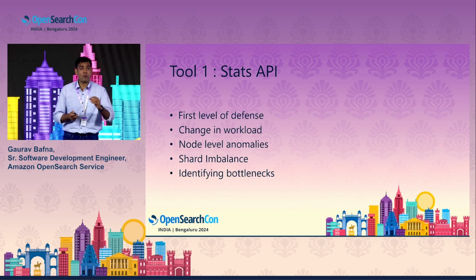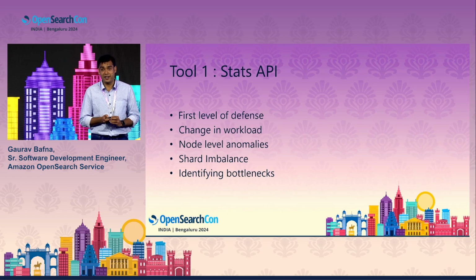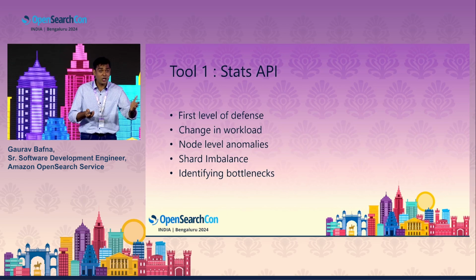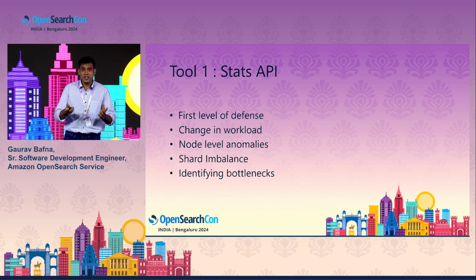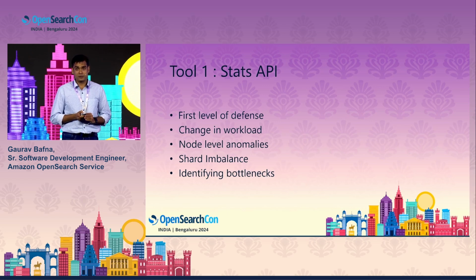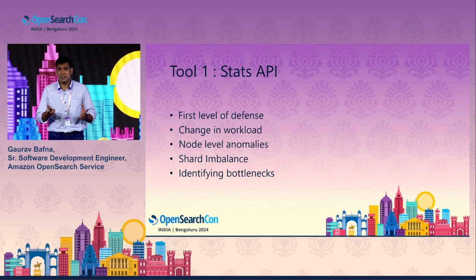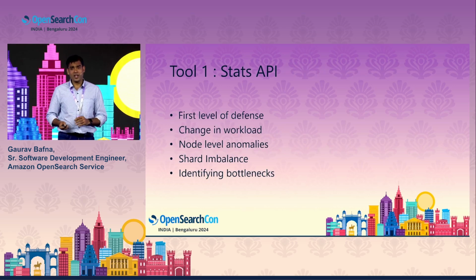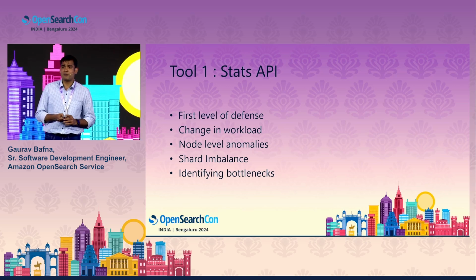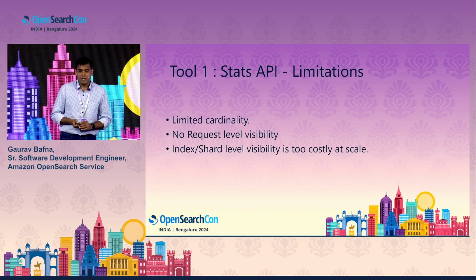So the indexing rate will drop. The indexing latencies will spike. Maybe the thread pool will also spike, right? It is getting busy, but it is not able to complete the work, so the rejections might be higher as compared to other nodes. So you can easily identify any node level anomaly, and then you can decide to terminate that node. Shard imbalances, like in the previous example, there was a clear shard imbalance problem, so we can find it out as well. And with this, we can identify the bottlenecks, if any, very quickly, right?